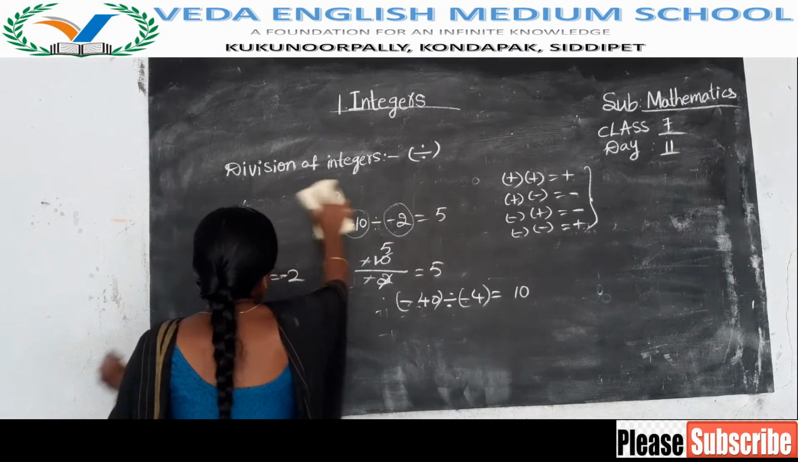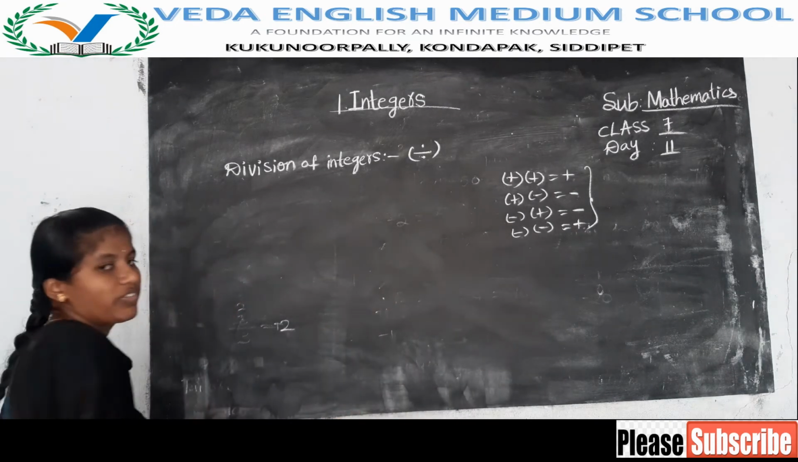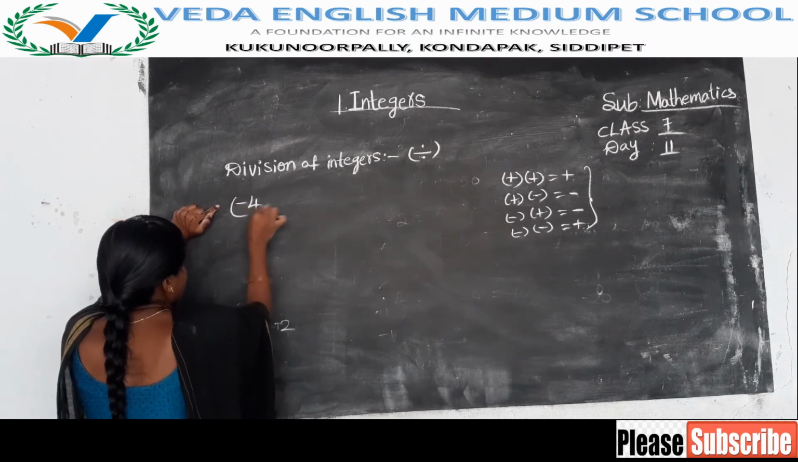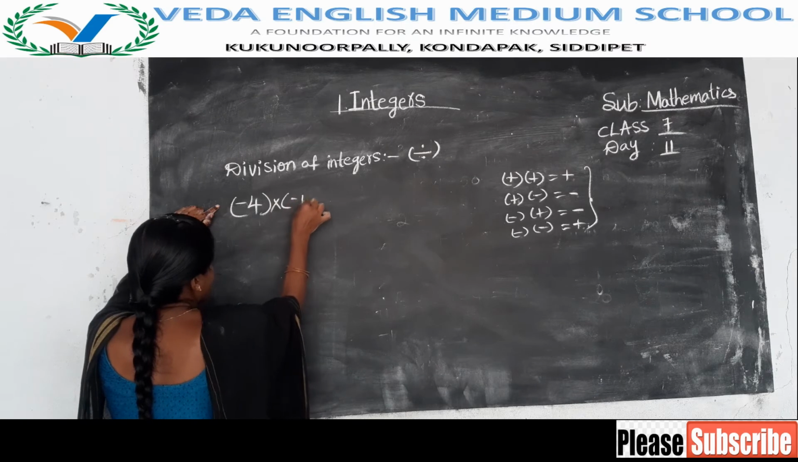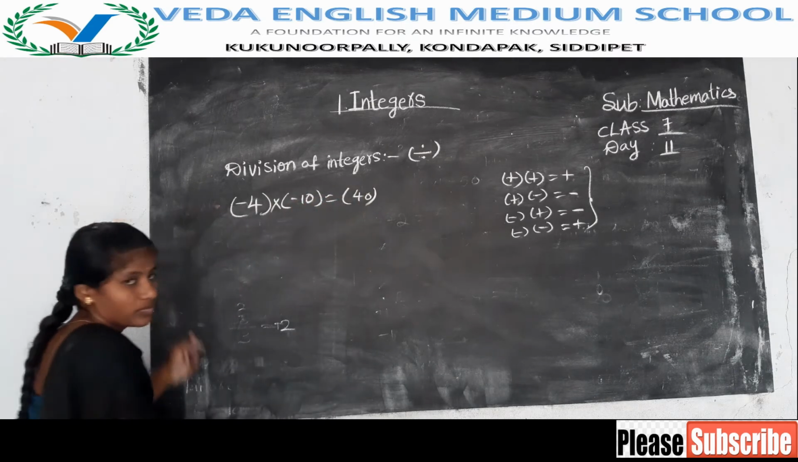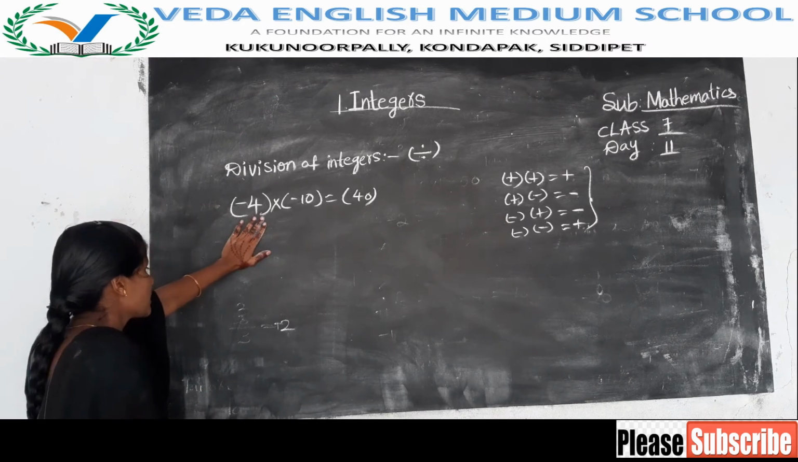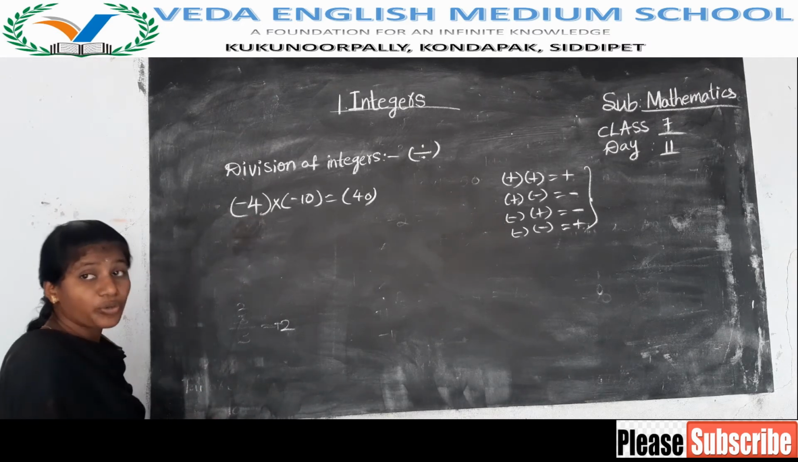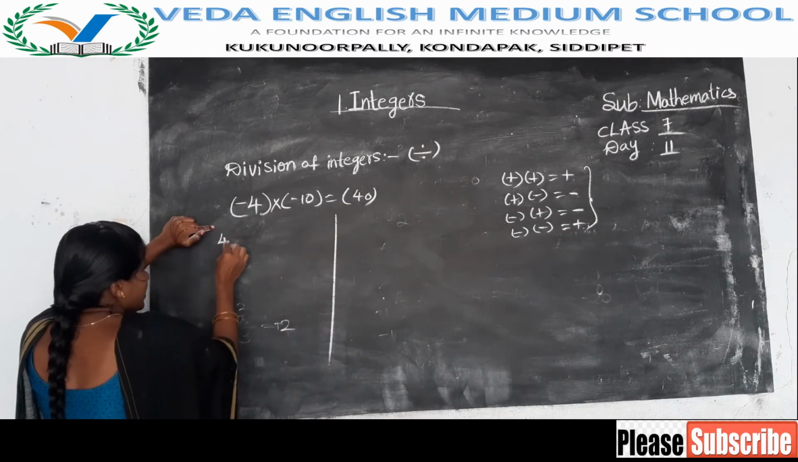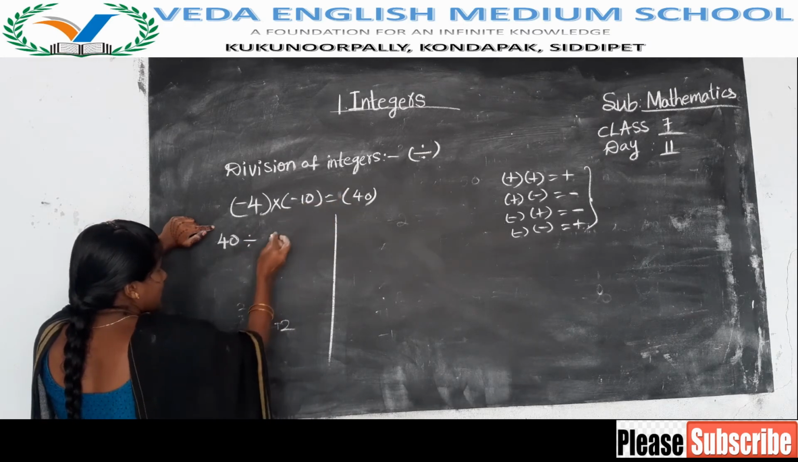Now we will write that. First we will write a multiplication statement. By using that multiplication we will write division facts. Minus 4 into minus 10 gives 40. Now it is a multiplication statement. By using this multiplication statement we will write two division facts. 40, it is plus 40 only, divided by minus 10.